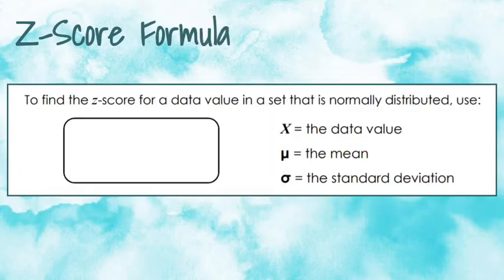To find a z-score, we're going to use this formula. This capital X is a Greek letter called chi. This is mu, and this is sigma. Those are all Greek letters that represent different things in statistics. So the z-score is z equals chi minus mu over sigma. So the data value minus the mean divided by the standard deviation.